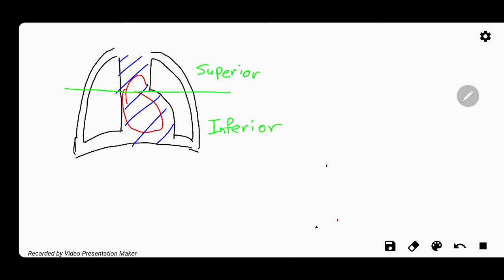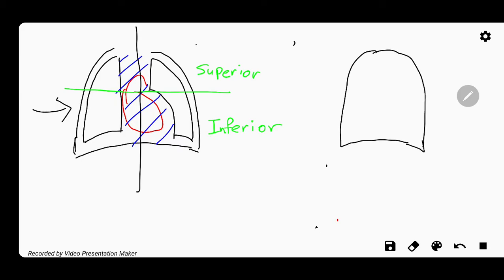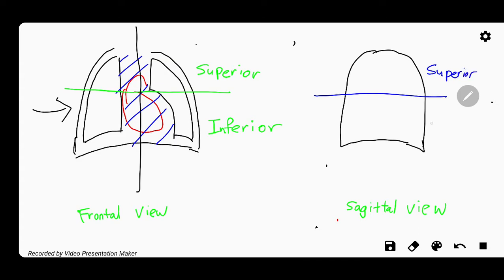But when we look in the sagittal view, let's say we cut across here and we look from this region, we can see something like this, right? Maybe I'll write this is the frontal view, and here is the sagittal view. Now in the sagittal view, we notice that the mediastinum is divided into the superior and inferior.